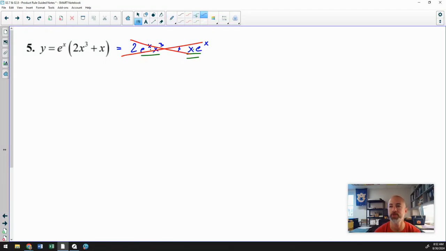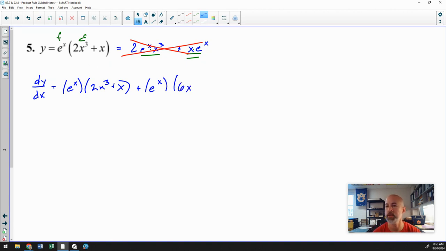And so we're going to go into the derivative here. So this is f, this is g, and I'm going to differentiate this. My first derivative, the derivative of e to the x, is just e to the x. I will leave the g alone, 2x cubed plus x. Then I'm going to add to that, leave the f alone, e to the x, and the derivative of g will be 6x squared plus 1. So there's my first derivative.